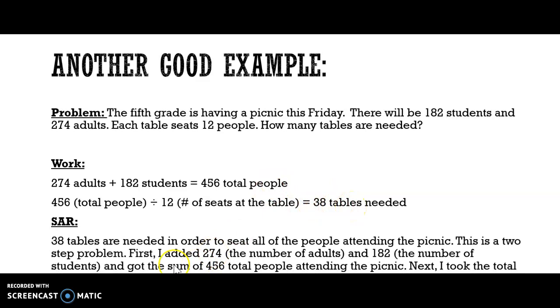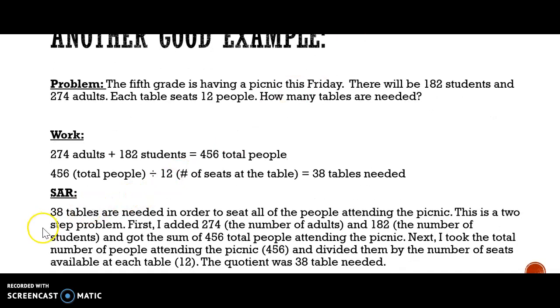So here's an example of the SAR. 38 tables are needed in order to seat all of the people attending the picnic. This is a two-step problem. First, I added 274, the number of adults, and 182, the number of students, and got the sum of 456 total people attending the picnic. Next, I took the total number of people attending the picnic, 456, and divided them by the number of seats available at each table, 12. The quotient was 38 tables needed.